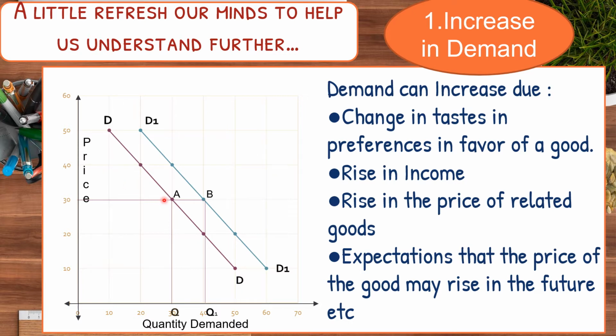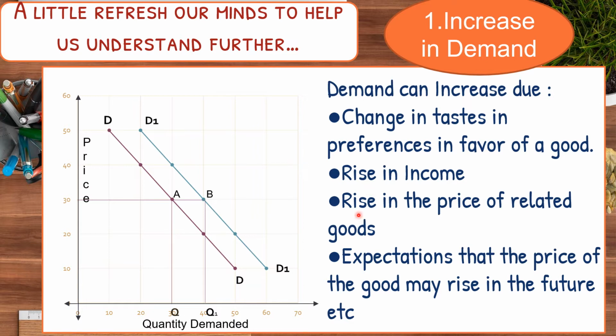When does an increase in demand take place, or when do we have a forward shift in demand taking place? Well, demand can increase due to change in tastes and preferences in favor of a good. So if you take a liking to a particular good, then you may want to increase your demand for that good at the same price. Secondly, demand can shift forward or increase when there is a rise in income. So we are able to spend more.